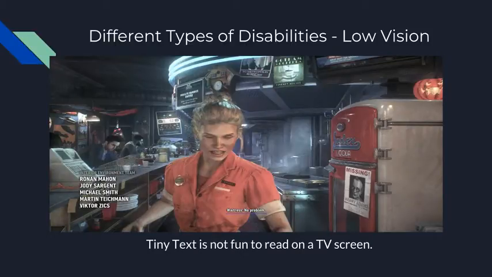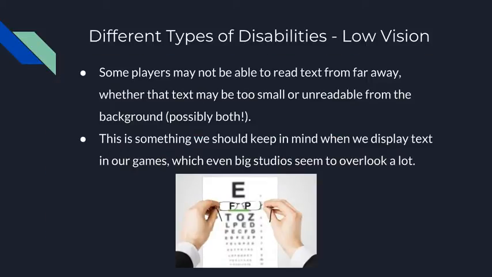Exactly. And also for people in the back, they probably have an even harder time seeing this. Imagine playing this game on your TV screen, trying to figure out what they're saying. So yeah, low vision. Some players may not be able to read text from far away. Maybe the text is too small, maybe there's lack of contrast, possibly both, as you'll see in some of my examples. And it's something we should keep in mind when we want to tell a story and put subtitles. We should probably not think of subtitles as something we're forced to do, but rather something we can actually use to help the players.